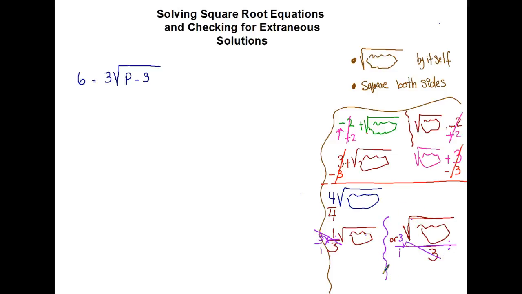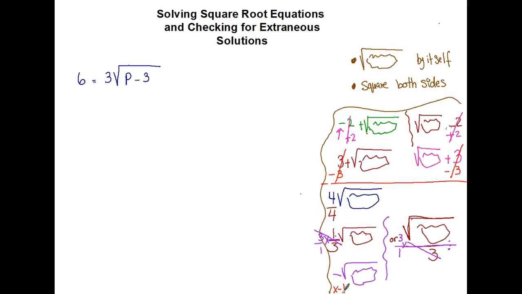Now, what if I just simply have a negative square root of blah, blah, blah? Then you just multiply the equation by a negative 1. And remember, what you do to the left, you have to do to the right, and what you do to the right, you have to do to the left.